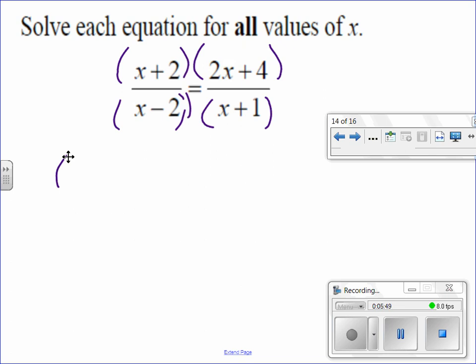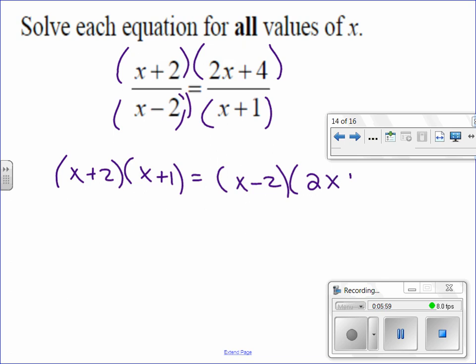Just tell me what it looks like unfoiled. x plus 1 equals x minus 2, 2x plus 4. Perfect. So Andrew kind of partnered up these two, wrote down the product. Partnered up these two, wrote down the product.